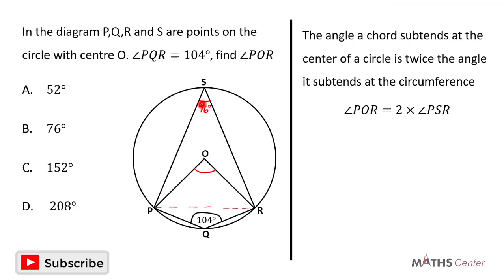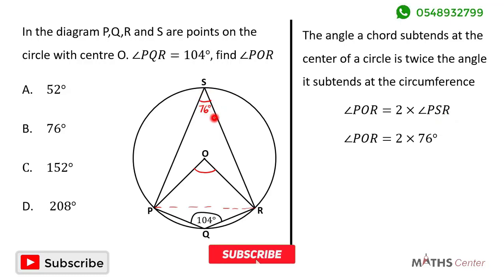We have found out that the value of angle PSR is 76 degrees. So angle POR will be equal to 2 times 76 degrees. 2 times 76 degrees will give us 152 degrees. So the value of angle POR is 152 degrees. When we look through the options, we can see that the correct option is C.